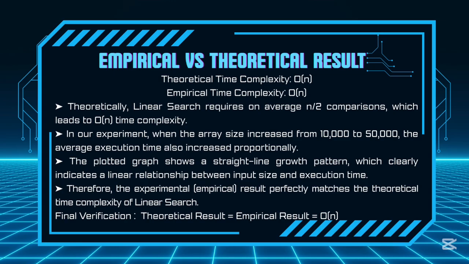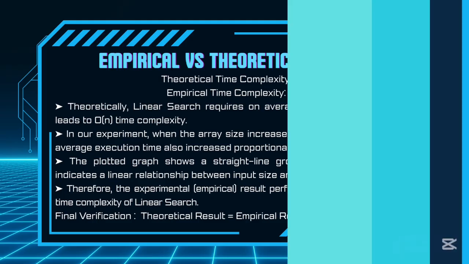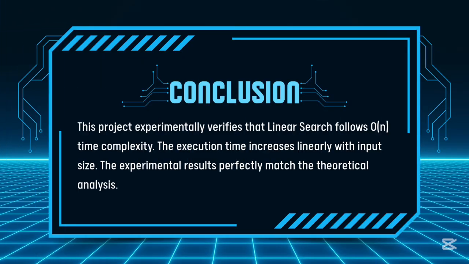In conclusion, for Part A, the theoretical time complexity is big O of n, and our empirical time complexity is also big O of n. Theoretically, linear search requires n by 2 comparisons on average, which gives big O of n complexity. This slide provides the final verification for Part A.